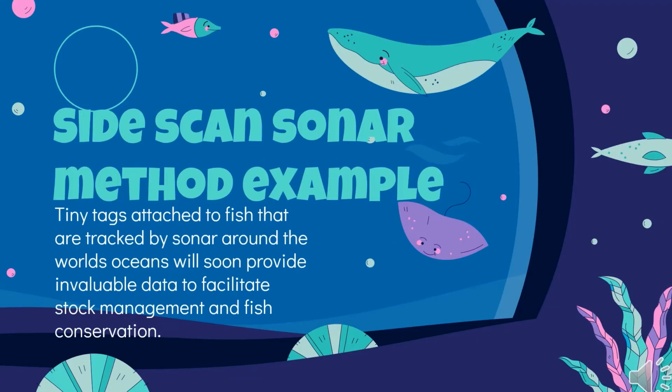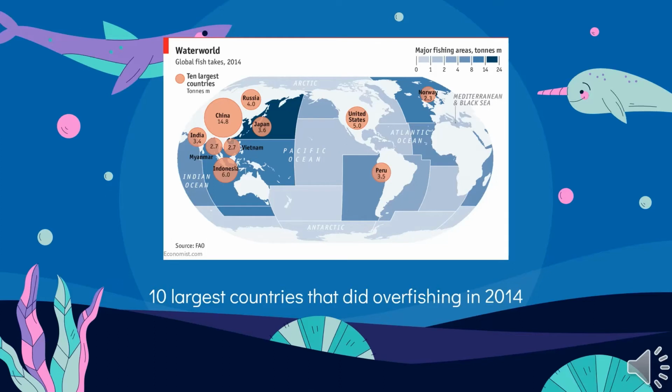An example of side scan sonar methods in overfishing is that tiny tags attached to fish and tracked by sonar around the world's oceans will soon provide invaluable data to facilitate stock management and fish conservation. The image shows the 10 largest countries that did overfishing in 2014 worldwide.